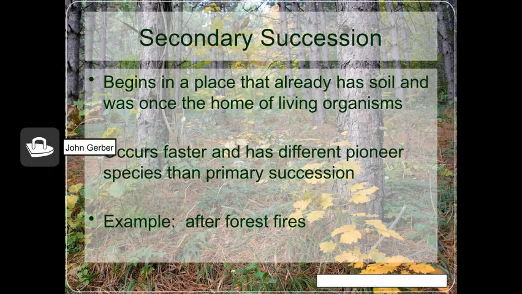Secondary succession begins in places where there already is soil and some living organisms. Therefore, secondary succession occurs faster because it doesn't have to establish new plant life on bare rock. An example is after a forest fire, or a volcano.